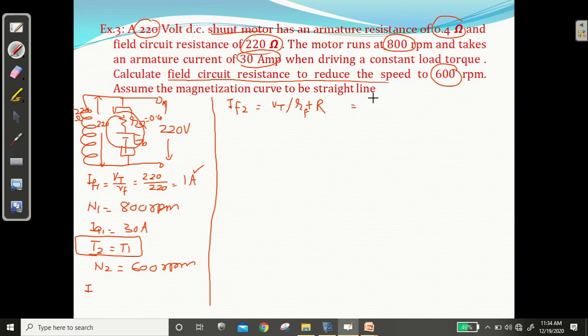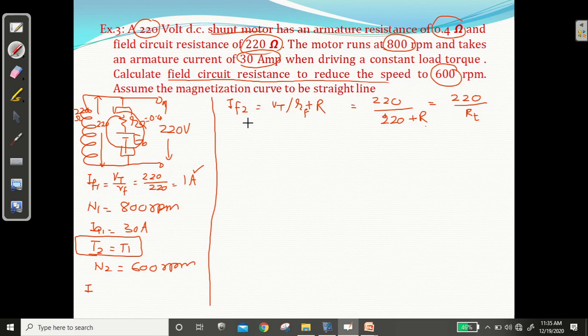VT equal to what? 220 upon RF is given, 220 plus R. Right now, so in place of that I am going to use 220 upon let us say RT. We will find the RT, मिल जाएगा तो ये we will get R. We have to find this value, right? So IF2. Okay, next load torque is given constant, right? So we will discuss this point later on.